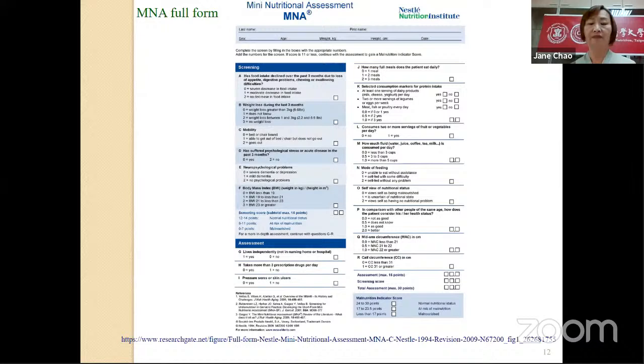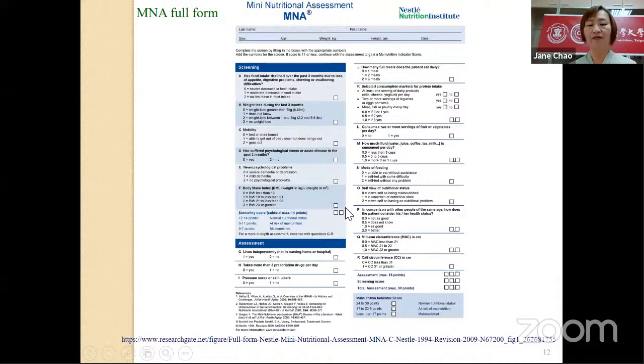In Western countries, they usually use alphabetical order more often than numbers. So you can see the questions are numbered A, B, C, D, E, F, not with Arabic numbers. Question F is the measurement part, body mass index. There are 4 different scores from 0 to 3. So you can fill in your score in this square. Then you add the scores from question A through question F, so you will have the subtotal score here.